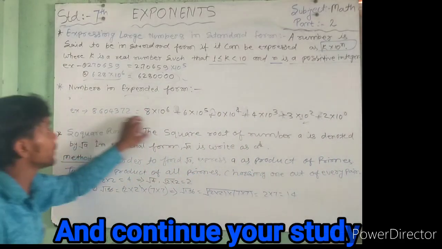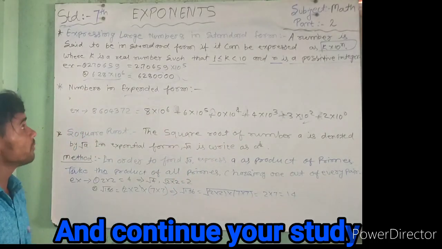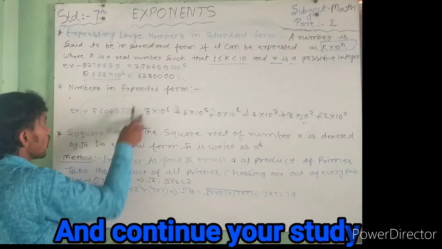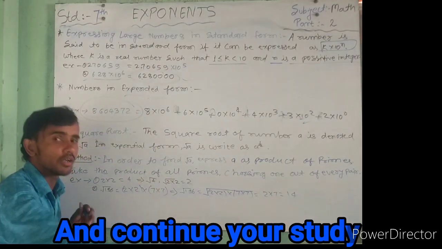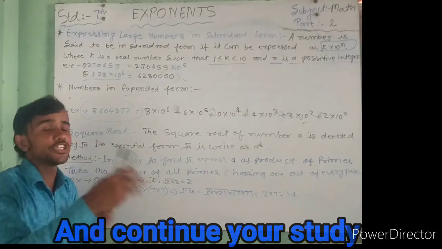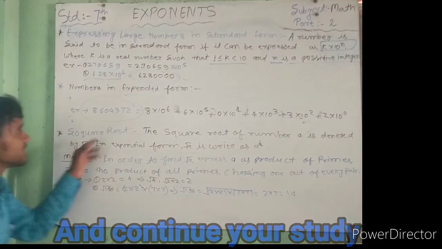If any question comes in that format, write the expanded form. So how do you write? Firstly you read the whole number, and the first digit you multiply with 10 to the power of the number of digits left. Okay, that's your form. And next point is square root.